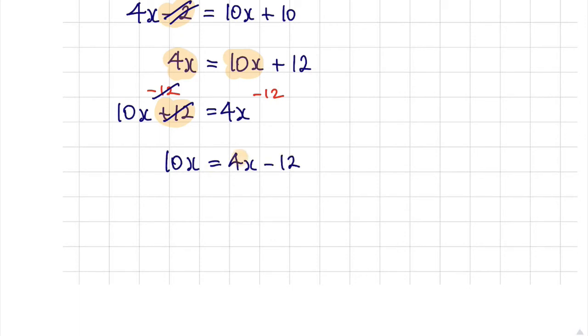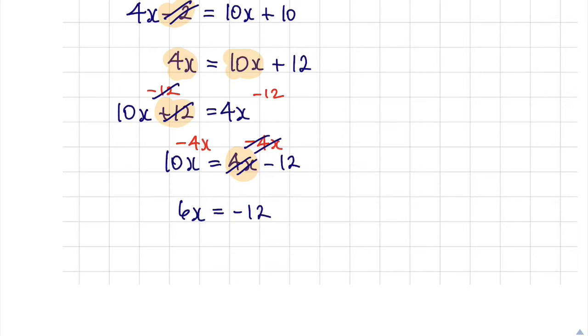I now want to remove this 4x from the right-hand side. How do I do that? I have to subtract 4x. So subtract 4x from the right-hand side. I must also do that from the left-hand side. So the 10x minus the 4x, well, that is 6x equals, this 4x is going to cancel with this one, just leaving me with the -12.